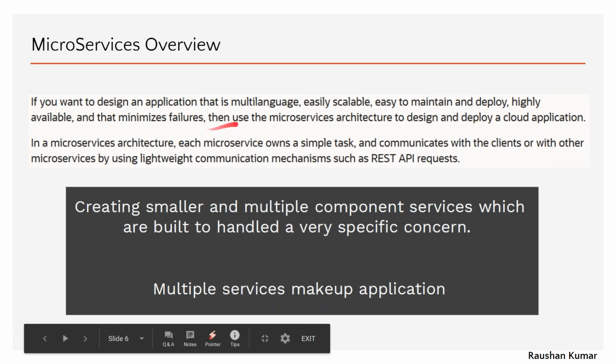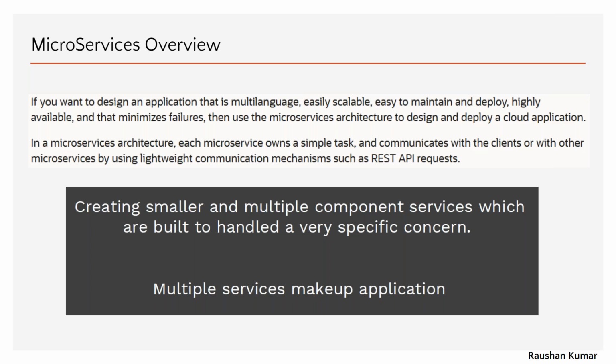So if you want to design an application that is multi-language, I would come to that, the benefits of it. What are the merits of having microservice architecture? Easily scalable, easy to maintain and deploy, highly available, and it minimizes failures. Then use the microservice architecture to design and deploy a cloud application. In microservice architecture, each microservice owns a simple task and communicates with the client or with other microservices using lightweight communication mechanisms such as REST API, obviously. And if I have multiple such microservices, there has to be a mechanism so that these microservices communicate with each other.